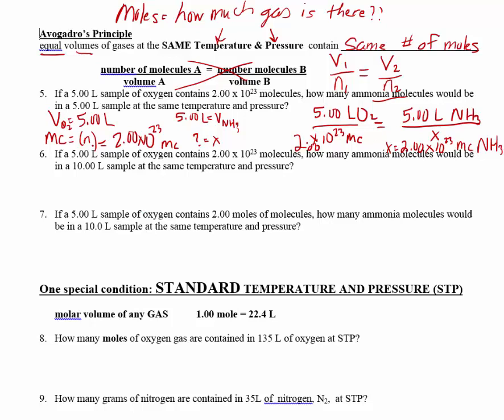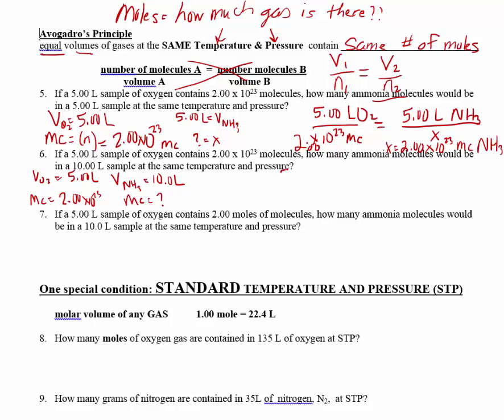Okay, so look at this next one. If I have 5 liters of oxygen, same scenario. I still have my oxygen, and I know I have 5 liters. This time, same, I have 2 times 10 to the 23rd. This time, in my volume of ammonia, I have 10 liters. So how many molecules are going to be in that sample?